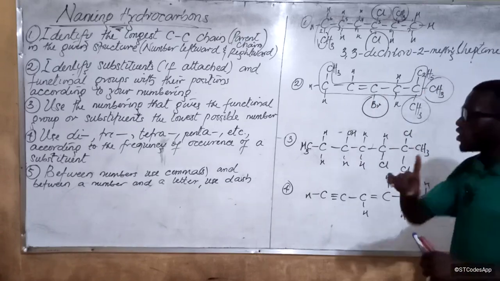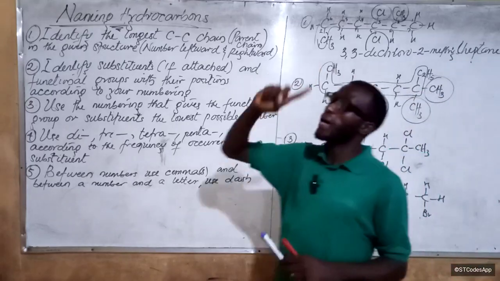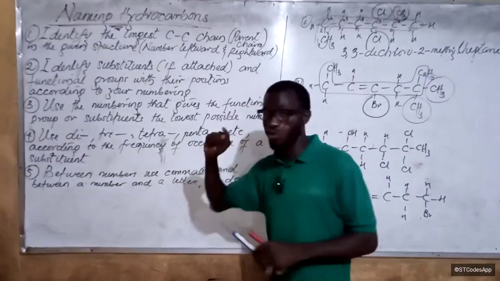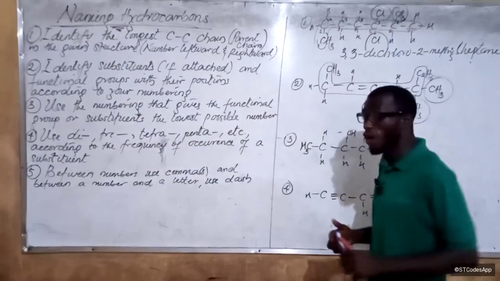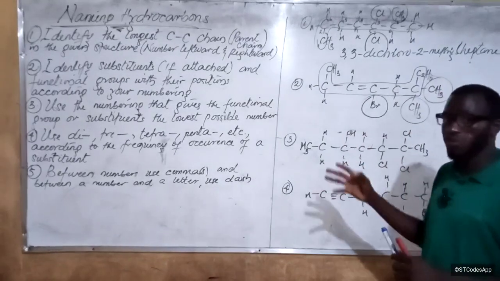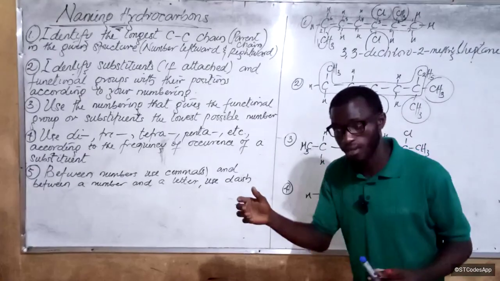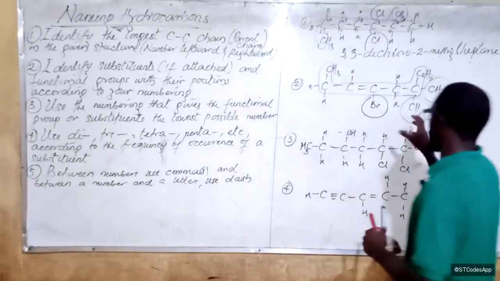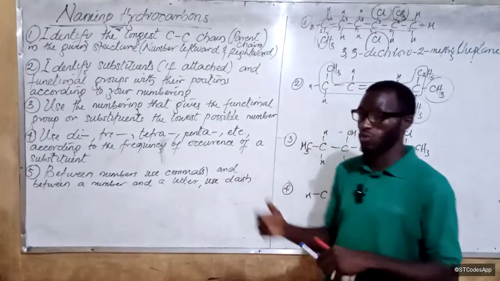But you have to take note of the fact that there is a double bond here. So we have to number in such a direction as will give the functional group, not the substituent now, the lowest possible number. There is an order of priority in organic compounds. The functional group is in a higher hierarchy than the substituent, so it takes priority over the substituents attached.